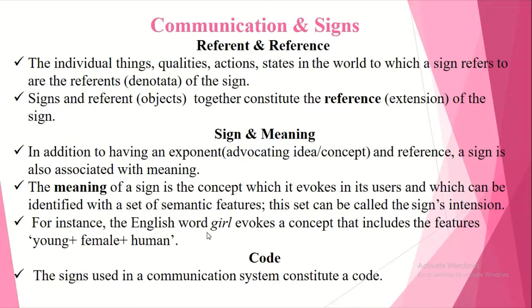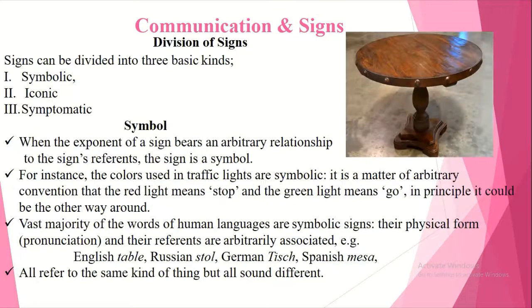Next one is code. The signs used in a communication system constitute a code, or using signs to communicate your ideas and feelings via language is called code. Let's have a look at why signs are important and the division of signs in language. Signs can be divided into three basic kinds: symbolic, iconic, and symptomatic.